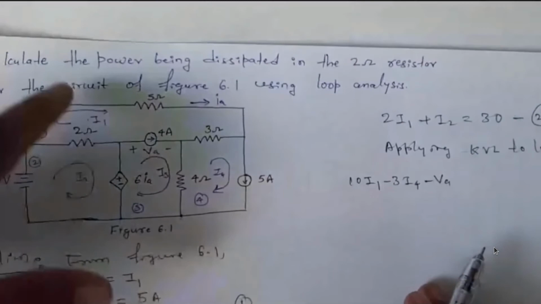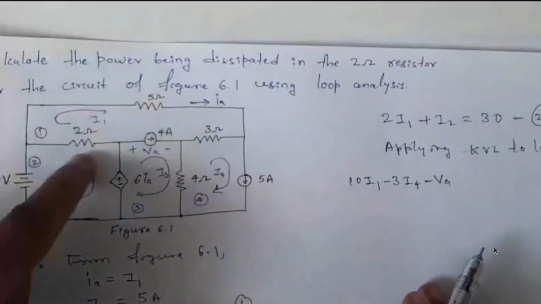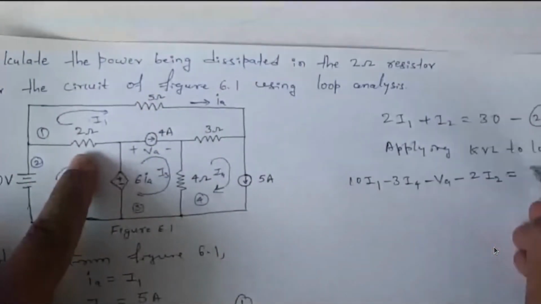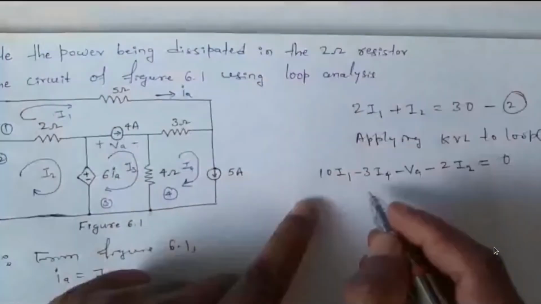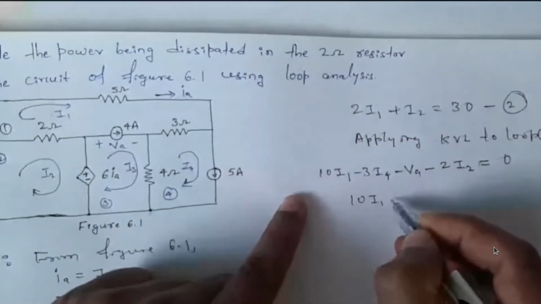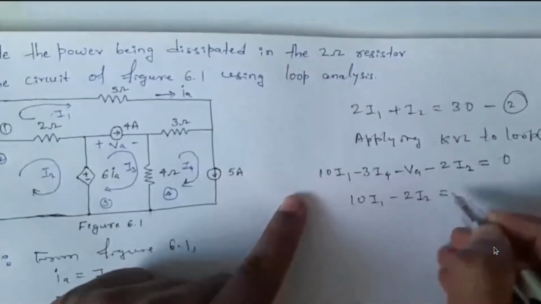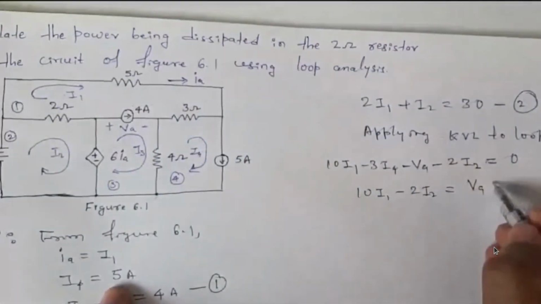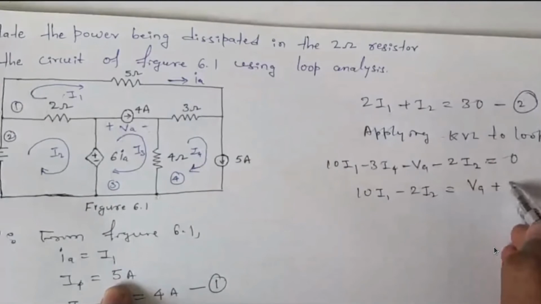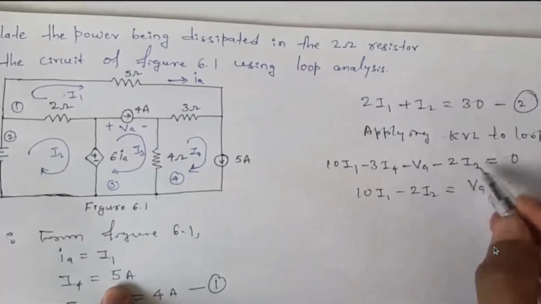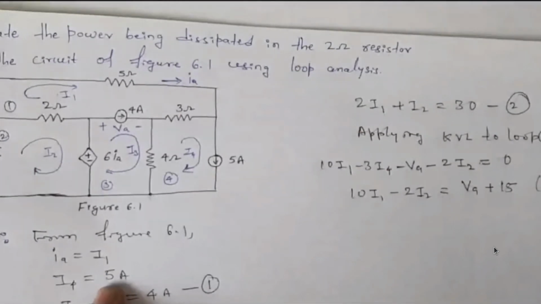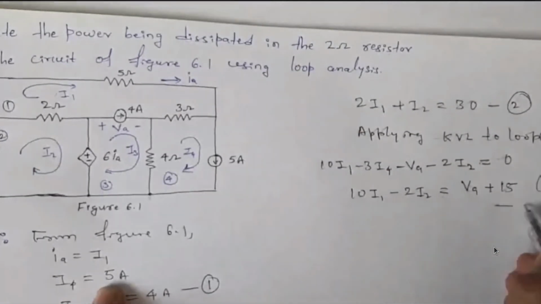Okay, and here I2 and I1 both are in opposite direction. Because of that, here it is minus 2 I2 is equal to 0, right? Or you can write like this, 10 I1 minus 2 I2 is equal to VA plus 3 I4. I4 is how much, dear student? I4 is 5. So I'll substitute that: VA plus 5 into 3 is 15 this side. Because I4 is equal to 5 ampere, you can just write it. I call this equation number 3.